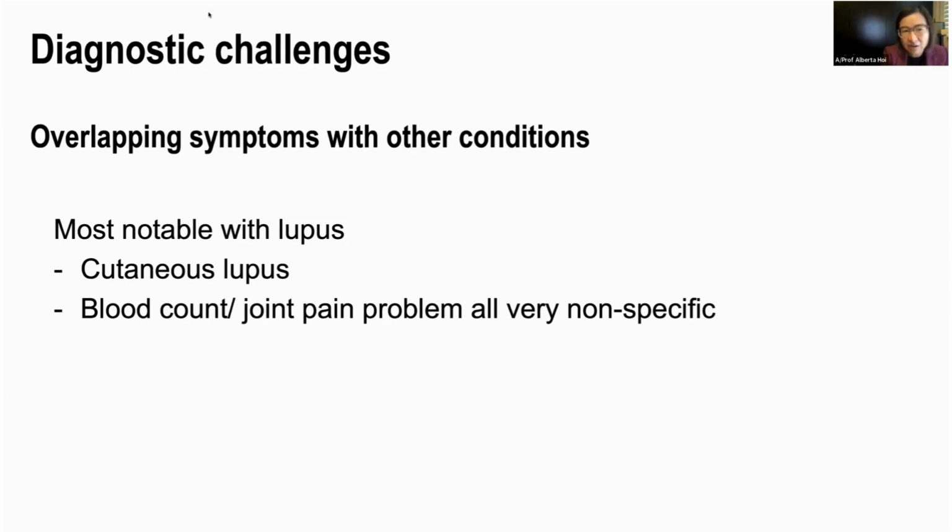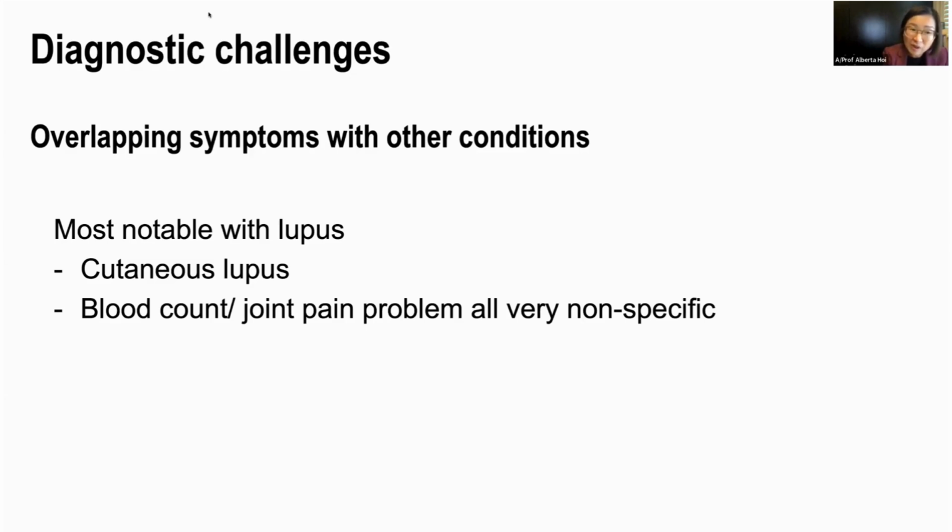The other diagnostic challenge is that, as I mentioned about the primary versus secondary Sjogren's issues, there are often a lot of overlapping symptoms with other conditions. The most notable one is lupus. I've shown you some rash before that Sjogren's patients can get, and actually they can get a rash that is very similar or identical to cutaneous lupus. Often this patient may be misdiagnosed as SLE when they indeed have Sjogren's with a cutaneous lupus rash, but other features to support the Sjogren's too.